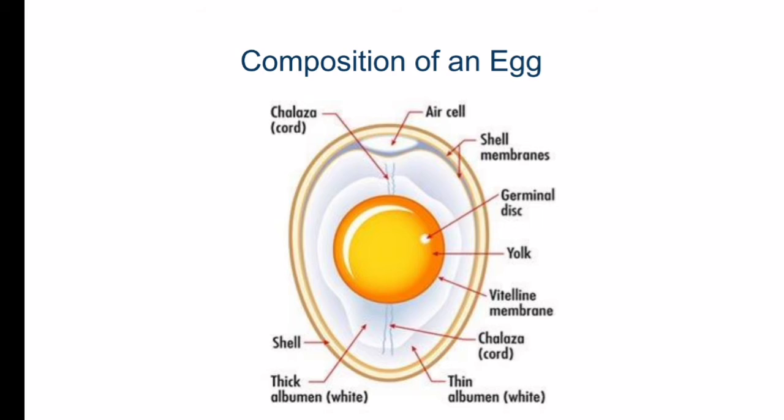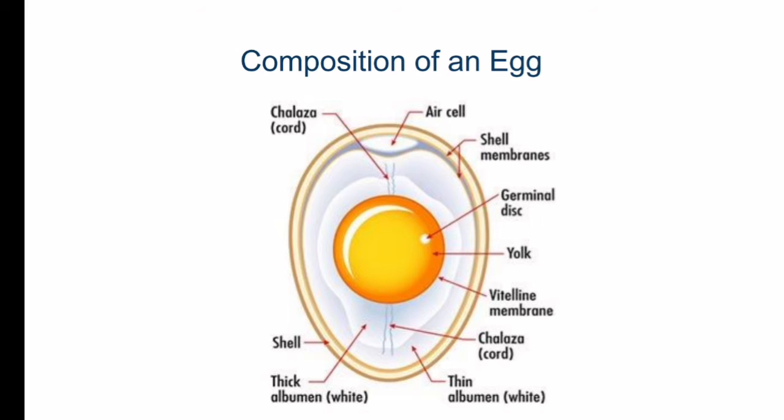Next, you have the air cell, and this is normally found at the larger end of the egg, right? Basically it's just a pocket of air. It is formed because when the egg is first laid, it is very warm, and then as the egg cools, the contents inside contract, leaving the empty space of an air pocket inside the shell. Now what's fascinating is that the air pocket gets larger as the egg ages.